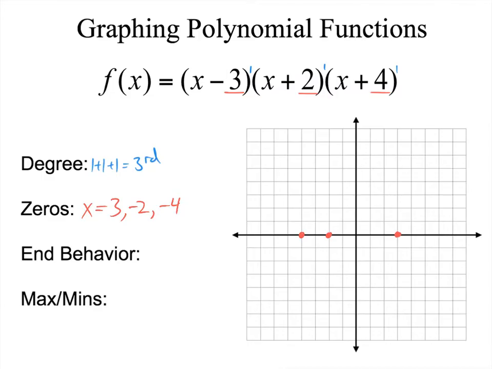Okay, next, end behavior. So in end behavior, well, there is no negative in front, so isn't that a positive up front? So this one's going to be a positive, and it's a 3rd degree, so isn't that odd? Odd power. So an odd positive, doesn't that mean it's going to go up on the right and down on the left? All right. Up on the right, down on the left.